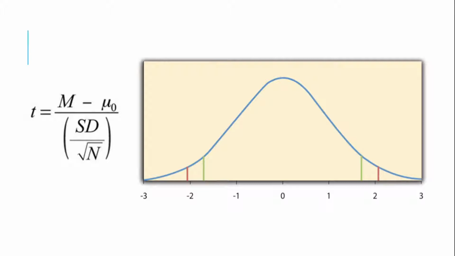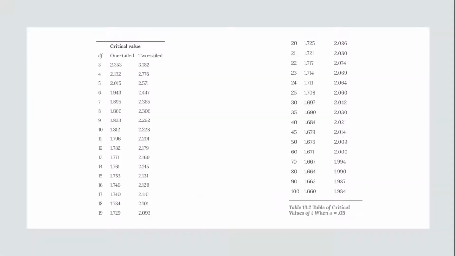Thus, if the t-score we compute is beyond the critical value in either direction, then we reject the null hypothesis. If the t-score we compute is between the upper and lower critical values, then we retain the null hypothesis.